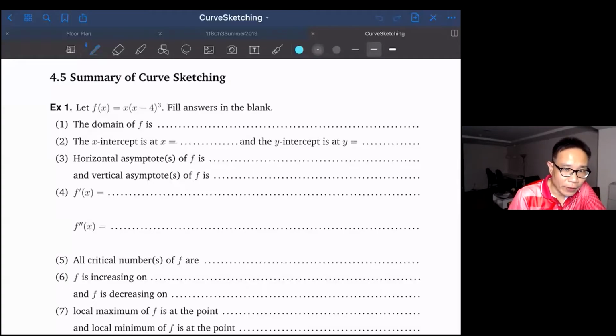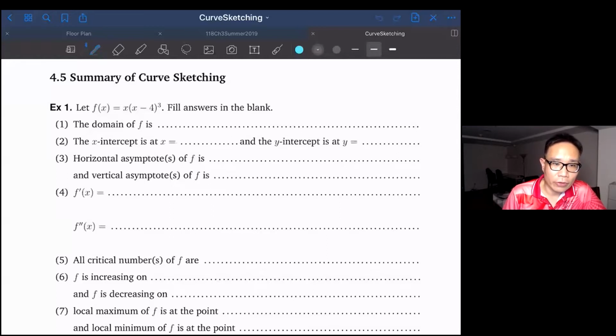In this video, we're going to use what we have been studying about increasing, decreasing, concave up, concave down, and asymptotes in order to graph the function. I'm going to teach you 6 examples of how to gather information so that we can sketch the curve of the given function. The first thing we have is example 1.